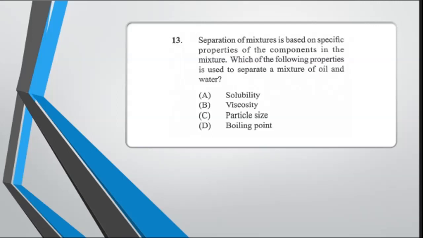Because water and oil are immiscible, they don't mix together. So even if you were to mix it up, if you leave it to stand, they would separate, right? One is more dense than the other, so therefore water sinks to the bottom while oil would remain at the top.